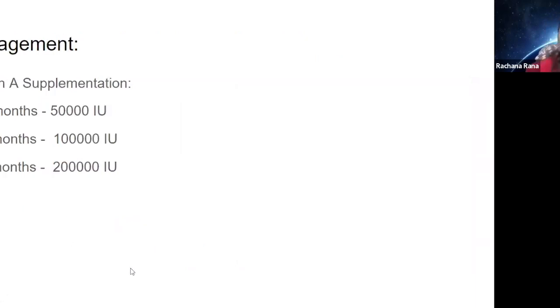So what is the management of vitamin A deficiency? The WHO vitamin A supplementation, I think, is followed all over the world. Up to 6 months, we supplement 50,000 international units. From 6 to 12 months it is 1 lakh international units. And more than 12 months, it's 2 lakh international units. In our country, our government is supplying this vitamin A supplementation freely.